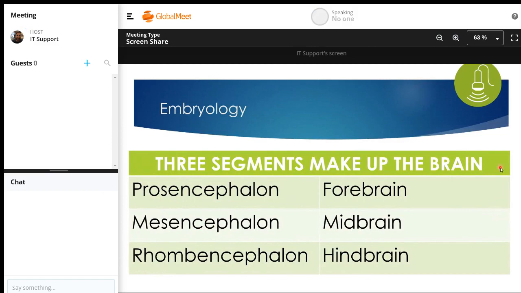There are three segments that make up the brain. We have the prosencephalon, which is the forebrain, the mesencephalon, which is the midbrain, and the rhombencephalon, which is the hindbrain. These are the three segments that make up the brain early on in embryology.